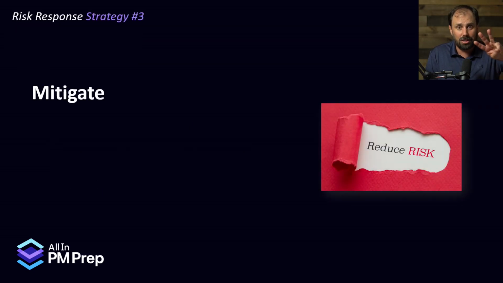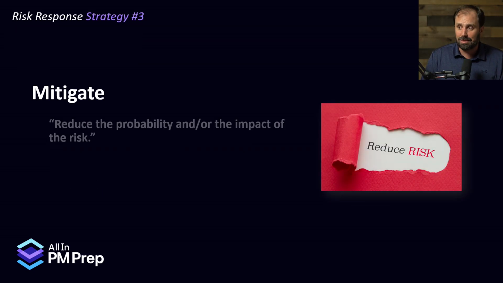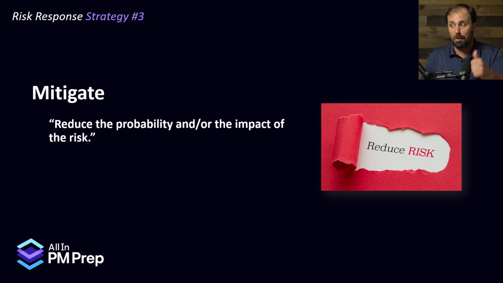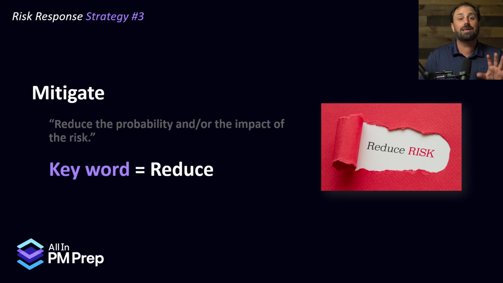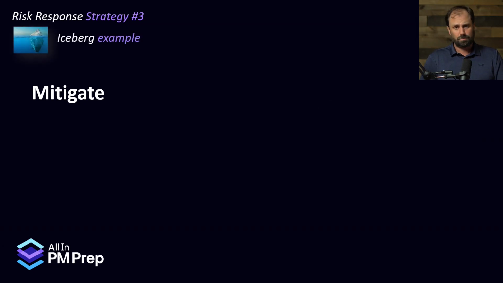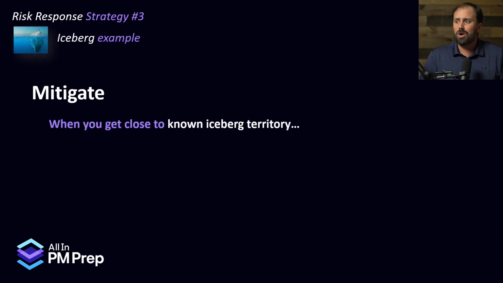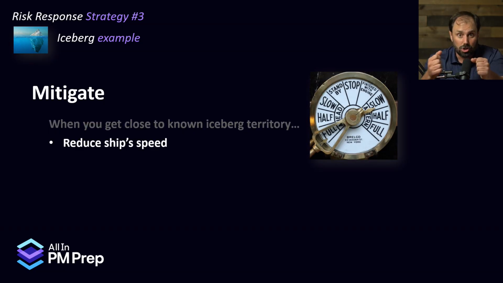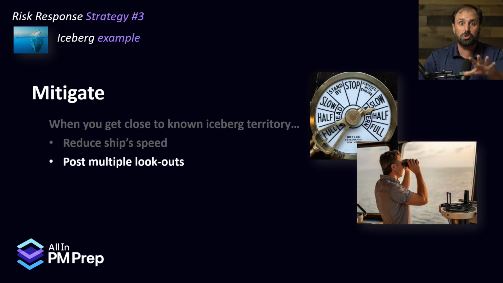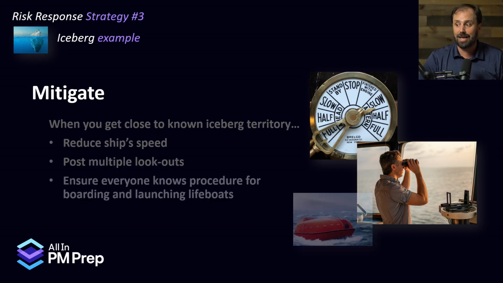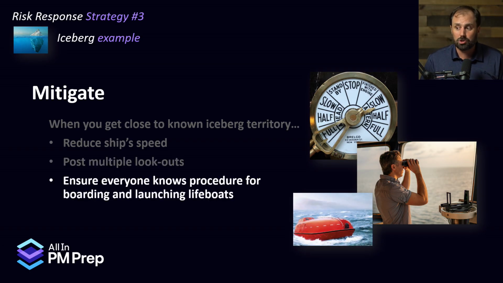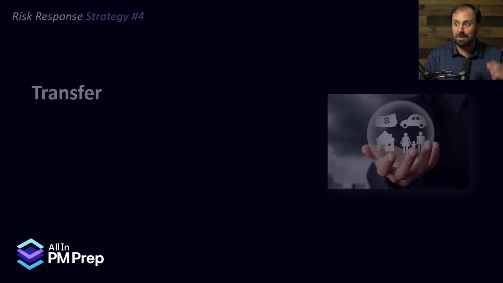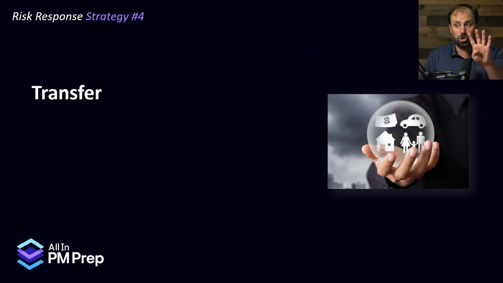Now, the third strategy is called mitigate. And the big thing here is it says to reduce the probability and/or the impact of the risk. Keyword, reduce, all right? Iceberg for mitigate. When you get close to known iceberg alley, if you're mitigating, you might slow the ship down. You might post multiple lookouts to say, hey, do you see it? And you might ensure everyone knows the procedure for boarding and launching the lifeboats just in case we accidentally bump into one, right? So that's mitigate.